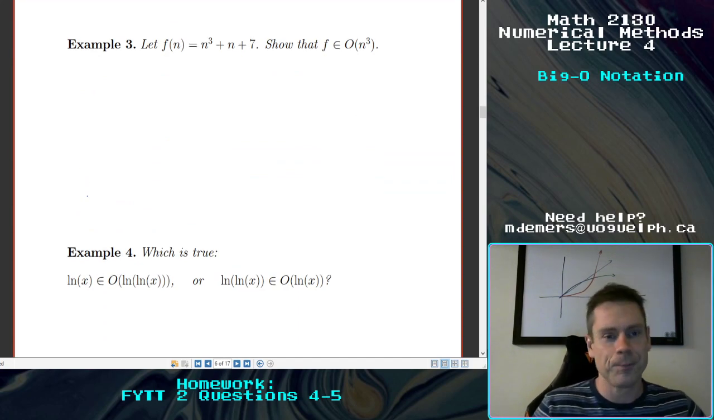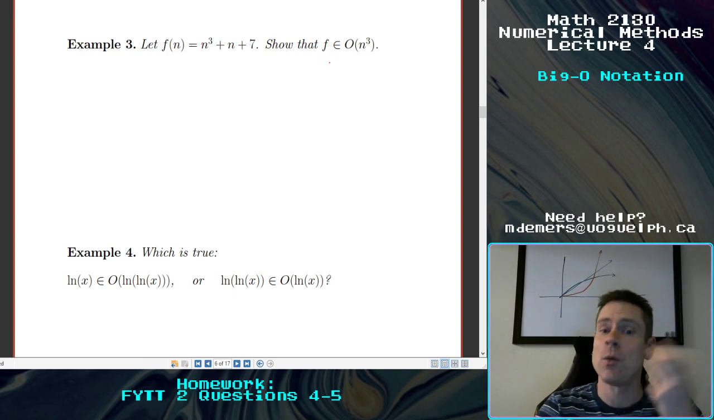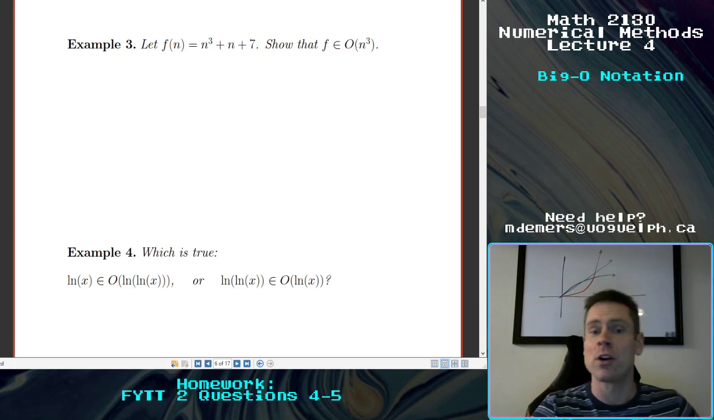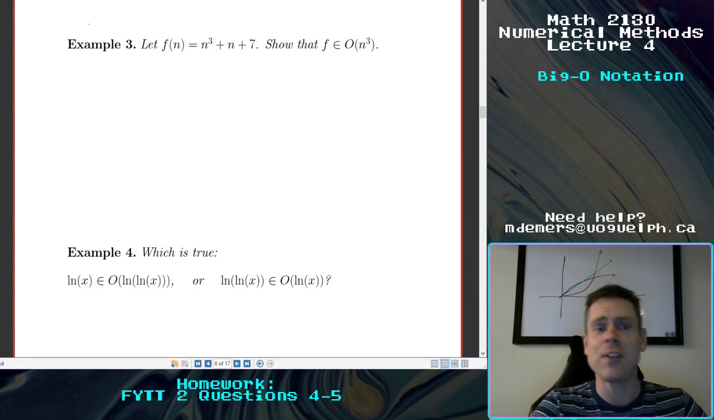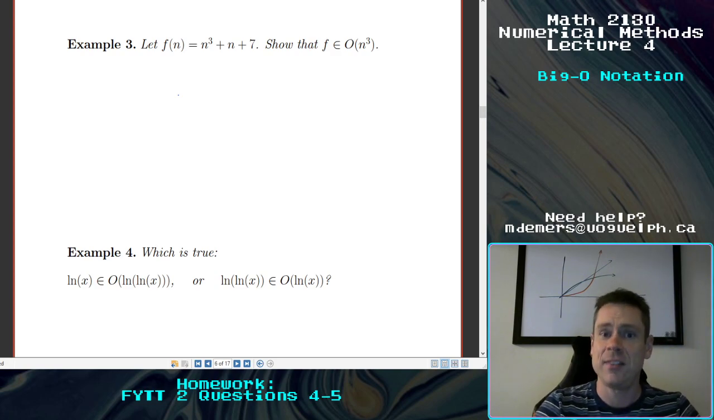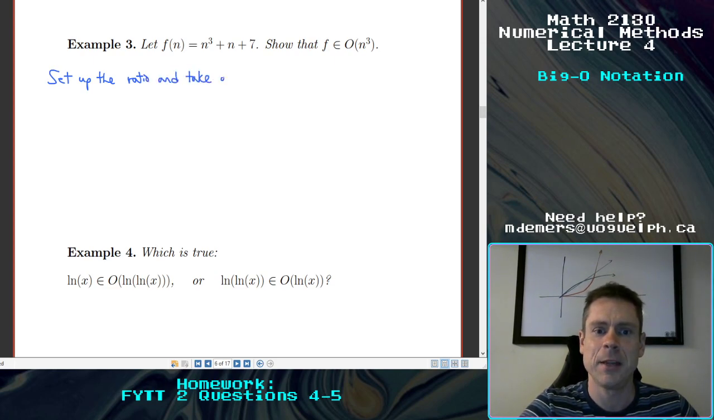So let's do some examples so I don't just blab on forever. Let f of n equal n cubed plus n plus 7. We want to show that f is on the order of n cubed. Okay, so here's what we want to do. Most of the time, it's good to set up that ratio and then test that limit to see if it yields a constant, because that is going to be enough to show that comparative growth. So I'm going to set up the ratio and take a limit.